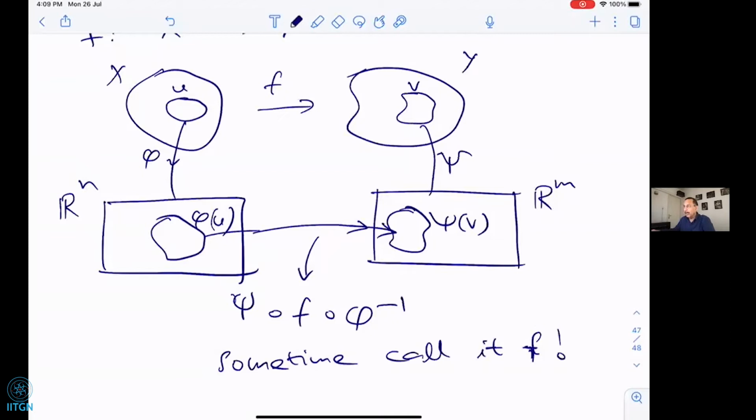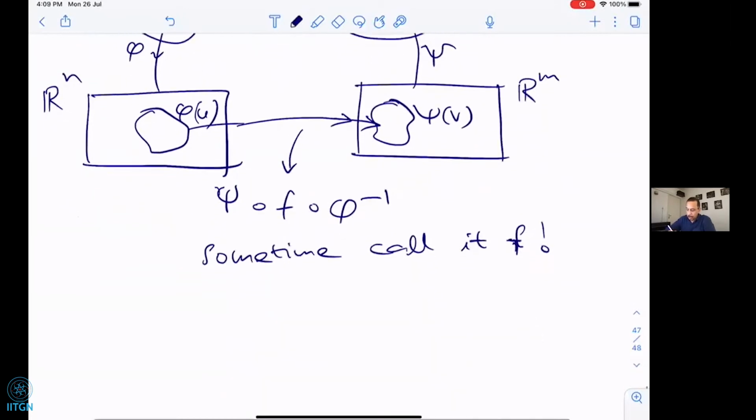Okay. Now the key idea is that I can ask whether this function psi f phi inverse is differentiable or not, because it's a function from Rn to Rm, and this is calculus and I can differentiate it. Okay. So here's a definition, a natural definition.